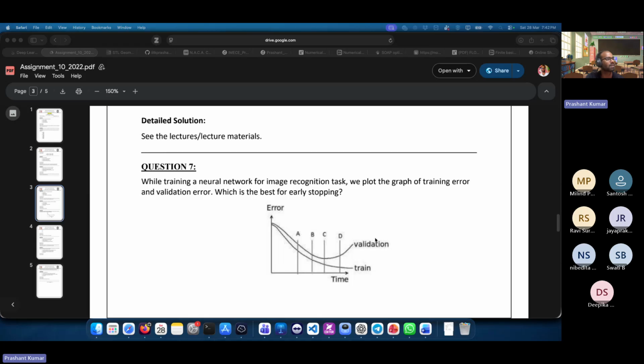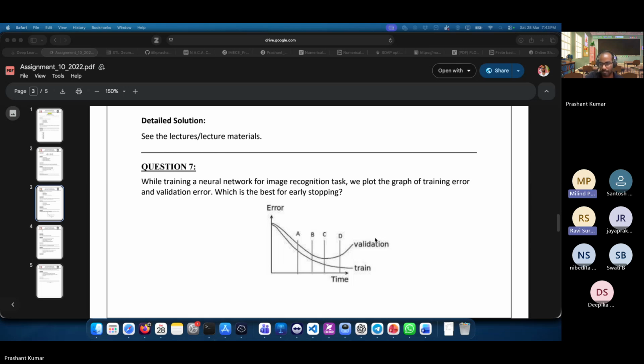It depends upon how you are checking the error. But let's say in the case of validation, your error is 30%, and in training your error is 25%. Then even in your testing, the maximum error you will get is around 30% only.